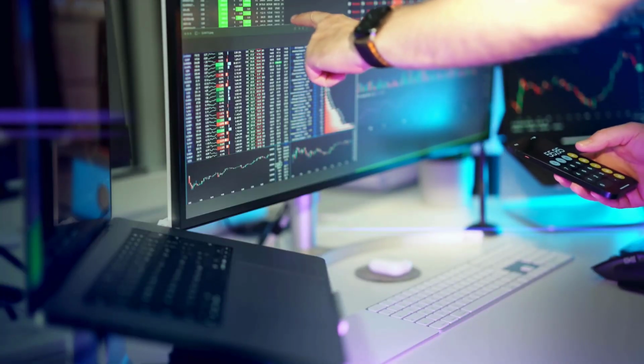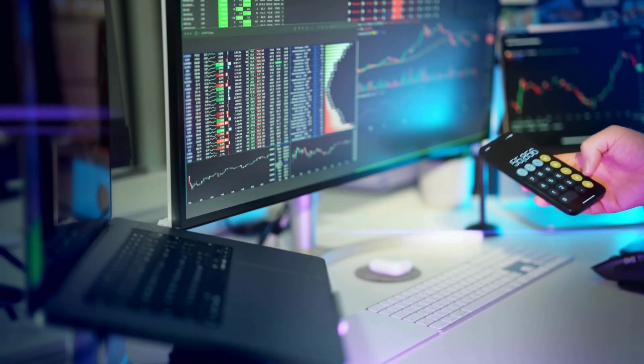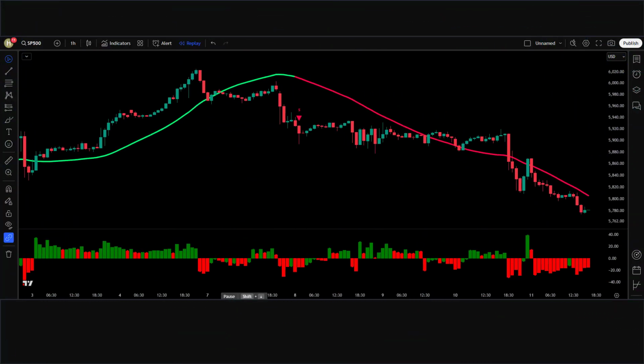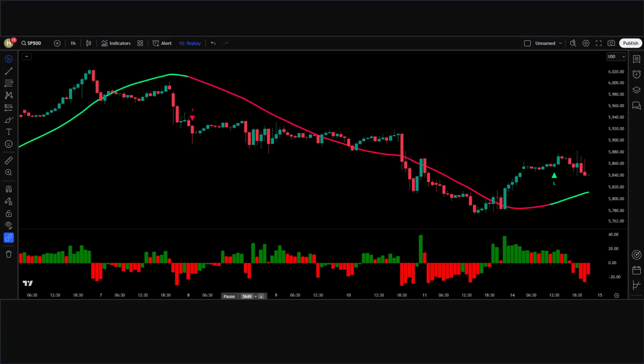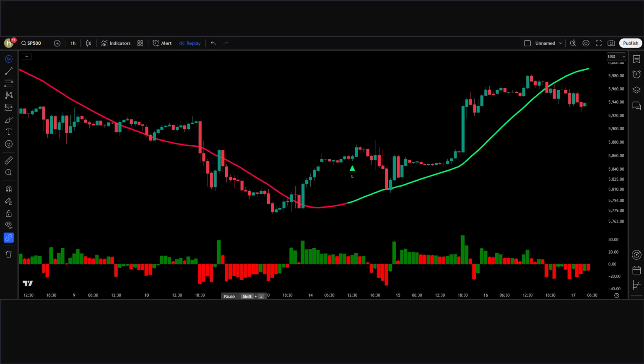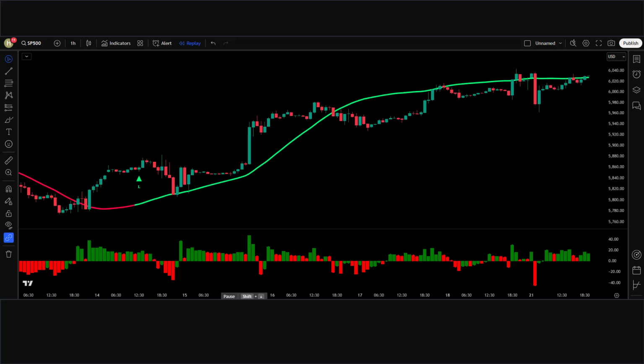This custom indicator is perfect for traders looking to improve trend identification, manage risk, and make more informed decisions based on price action and volatility. Whether you're a beginner or an experienced trader, this tool can help improve your market timing and risk management. Watch until the end for a step-by-step guide on how to set it up and use it effectively.